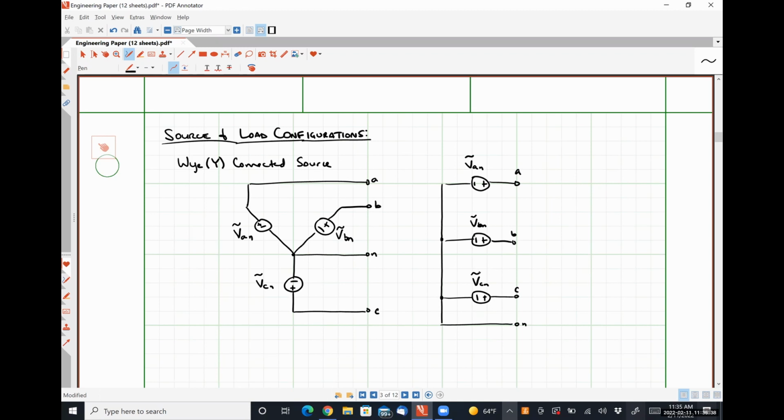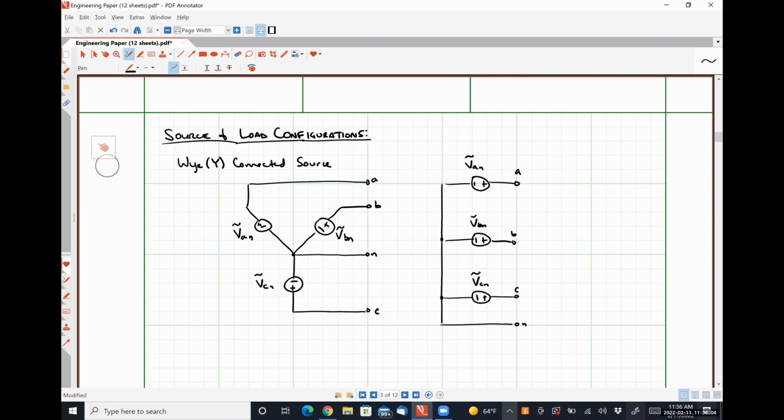The neutral connection here is optional. It's not required literally at all. Okay. So you can absolutely have a Y-connected source with no neutral. There's nothing wrong with that. But when we get into our circuit analysis, we'll find out that it can play a very important role. And it's actually got pretty interesting characteristics.